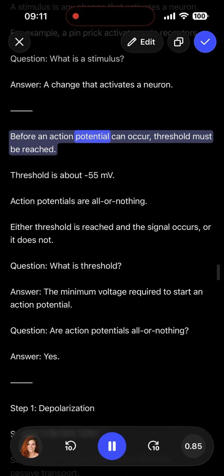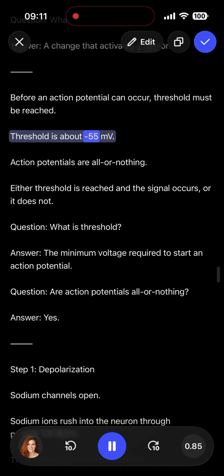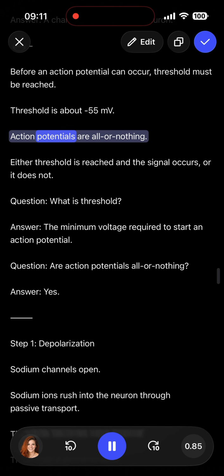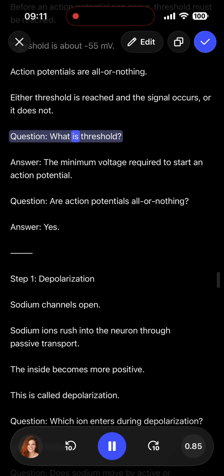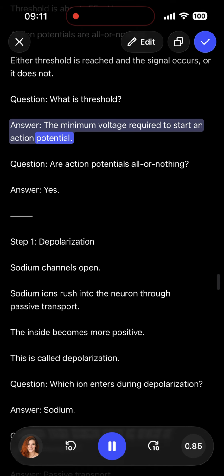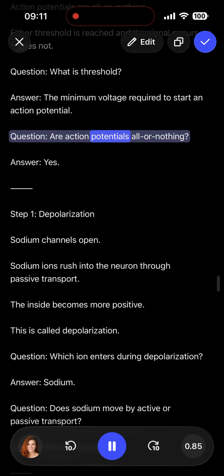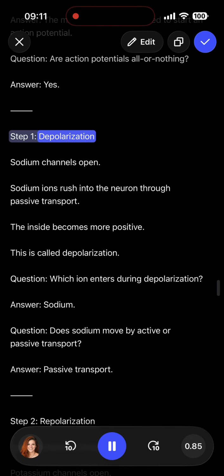Before an action potential can occur, threshold must be reached. Threshold is about -55 mV. Action potentials are all or nothing. Either threshold is reached and the signal occurs, or it does not. Question, what is threshold? Answer, the minimum voltage required to start an action potential. Question, are action potentials all or nothing? Answer, yes.